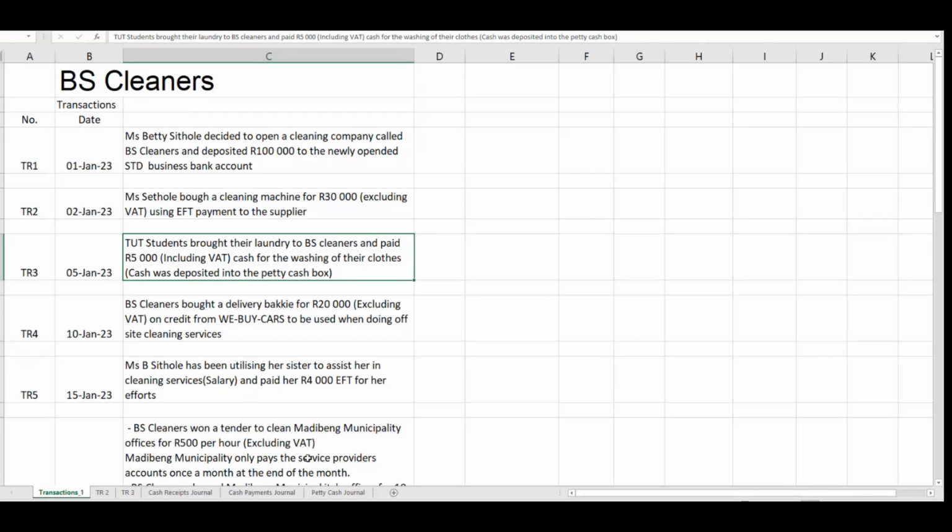I think it's the cash payment journal, since we are paying. What are we paying here? We're saying the students brought their laundry and they have paid us 5,000 rands. It's the students who are paying, so us, we're not paying. Okay, okay, I understand now. So it must be the cash receipts journal.